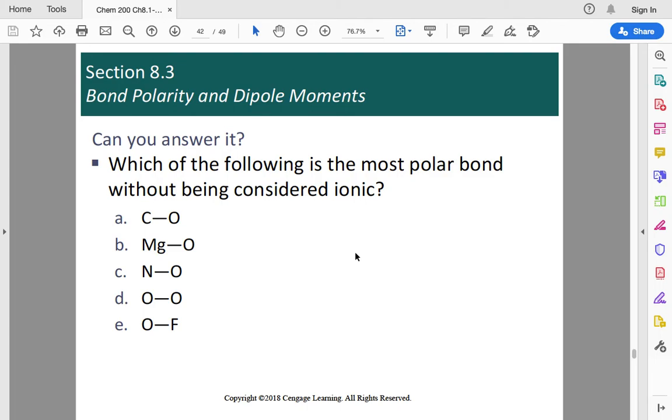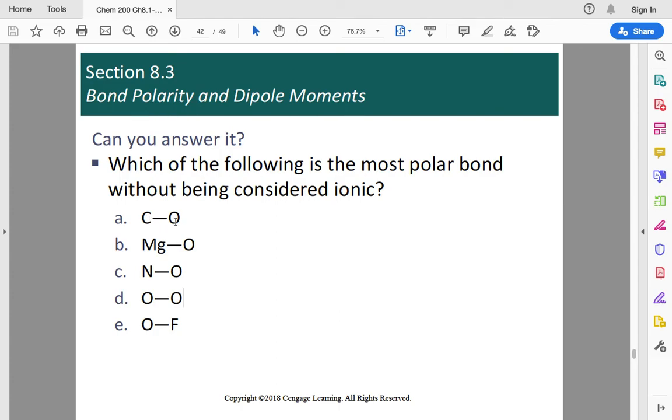So, which of the following is the most polar bond without being considered ionic? So when we go through this, you may be looking and go, MgO. Oh, that's the biggest difference in electronegativities. But we know that the question is asking us without being considered ionic. So it still needs to be a covalent bond. We know that a metal and a nonmetal make an ionic bond. So this guy's out. The other one that should be obviously out really quickly is OO. We know whenever we have two of the same atoms, this will also be nonpolar. So B and D are not good options.